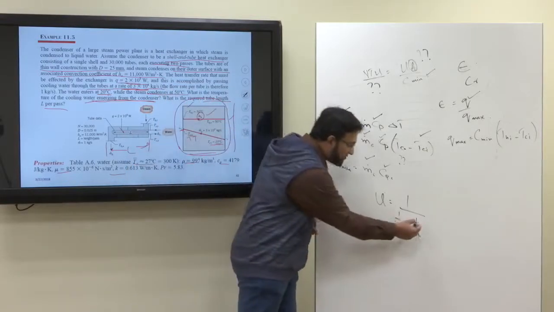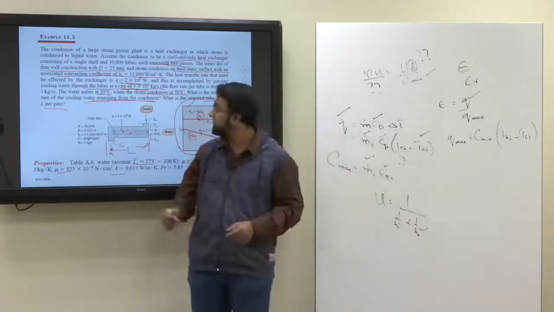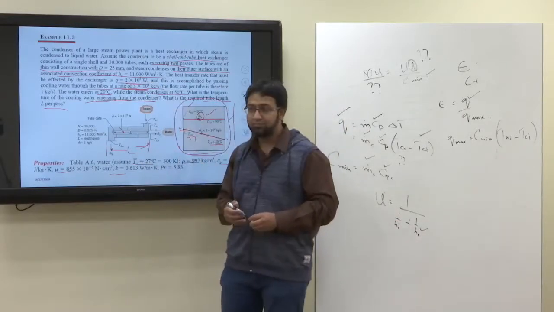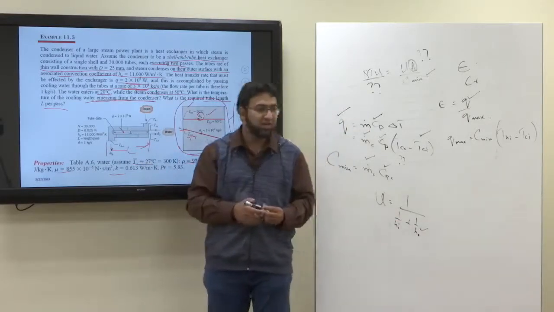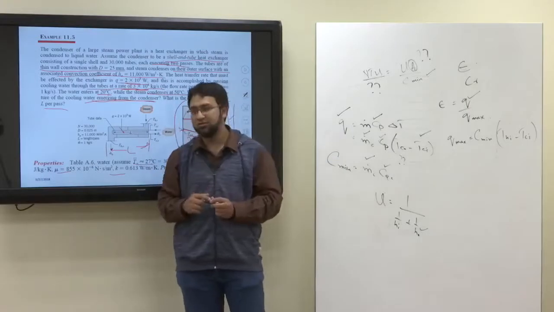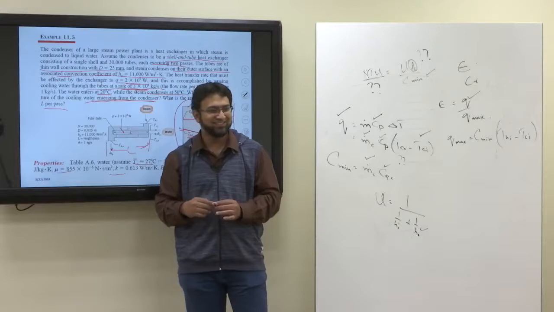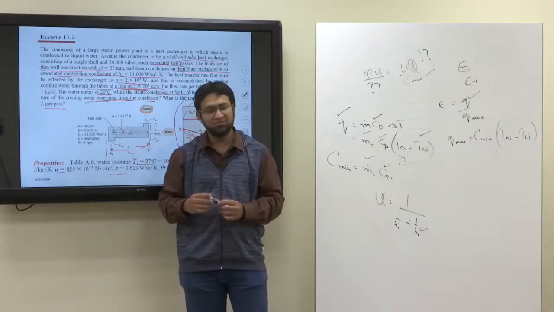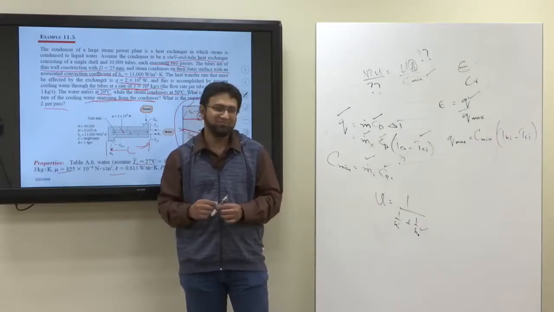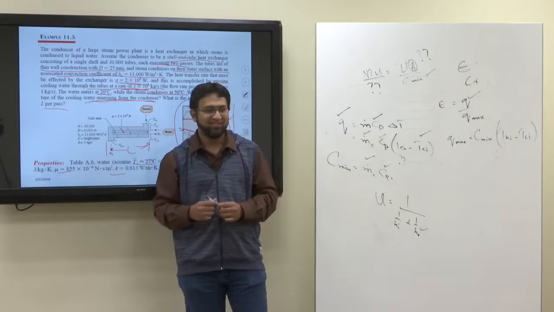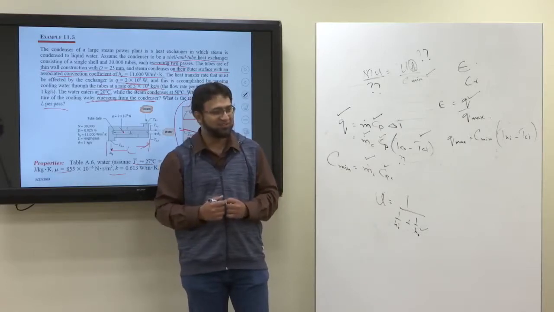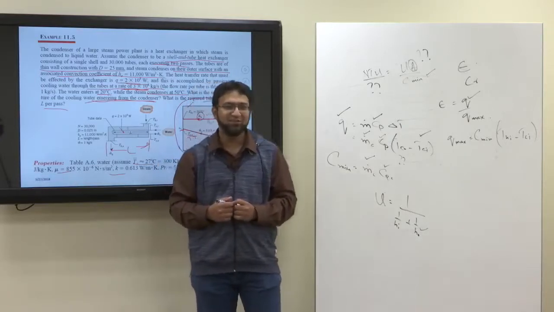Now H naught, the outside heat transfer coefficient, is given, but Hi inside the tube is not given. So move back to chapter number 8, correlations. How would we find h? You have to move back to chapter number 8 and find the correlation from there.